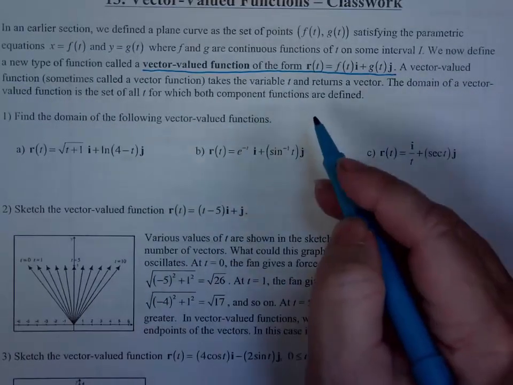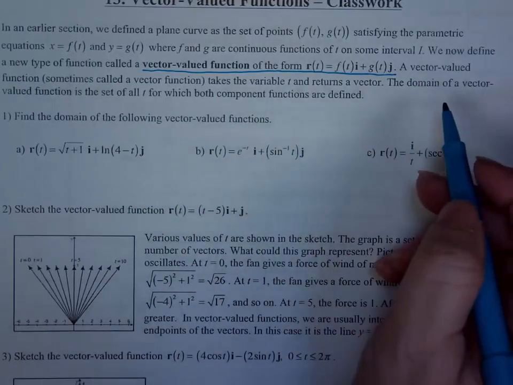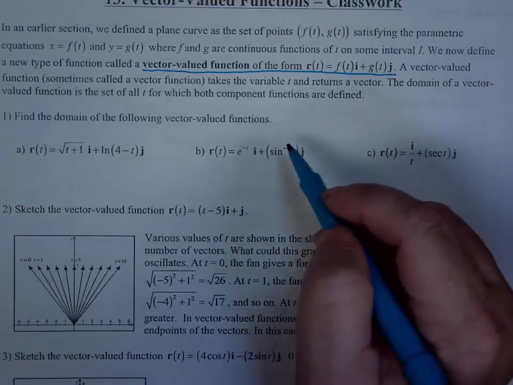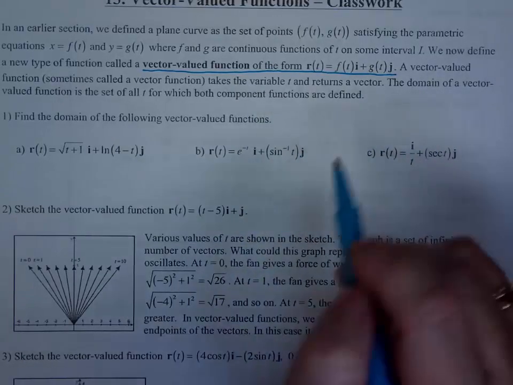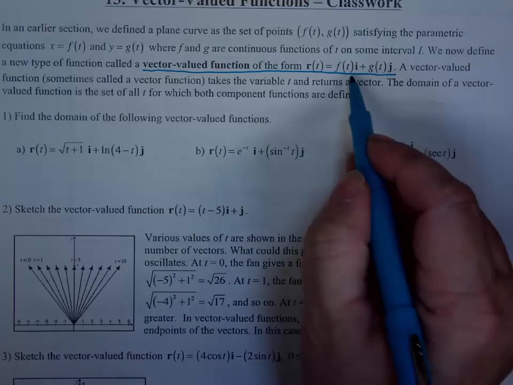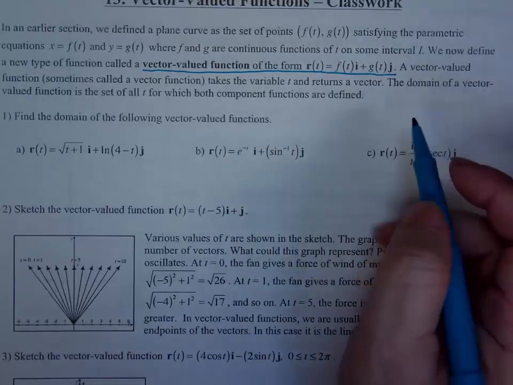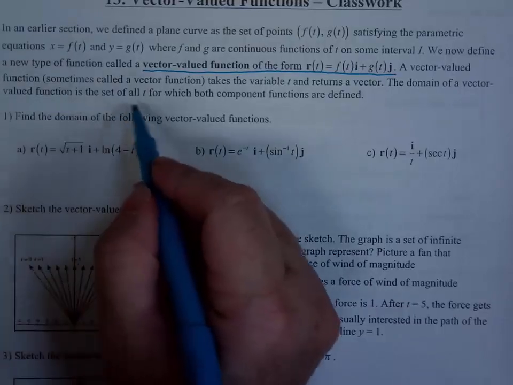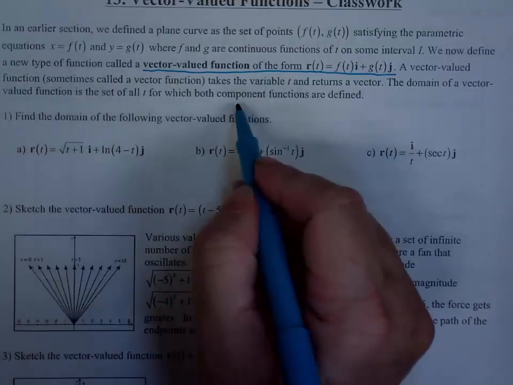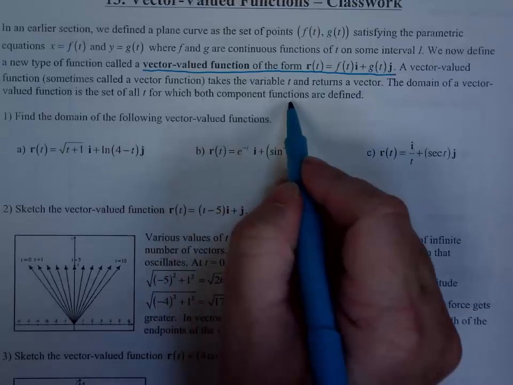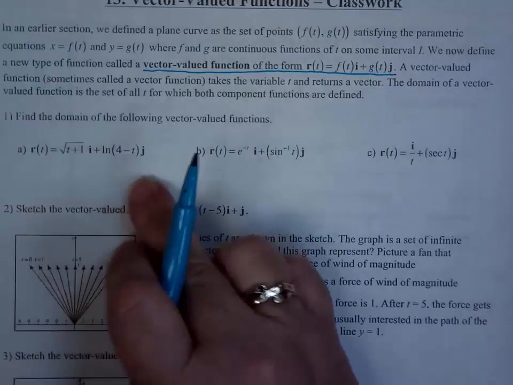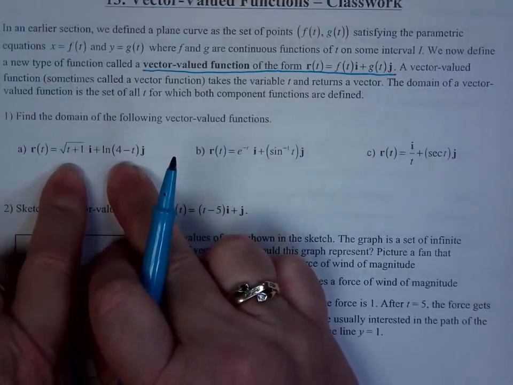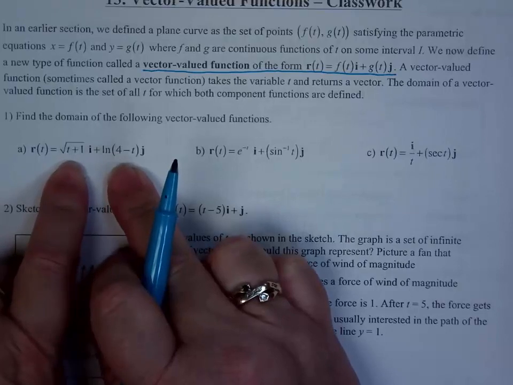Usually when you think of a regular function, you take in an x and you spit out a y. Okay? Parametrics, you take in a t and you spit out an x and a y. But here, we take in a t and we spit out a vector. That's what our result is. The domain of a vector-valued function is the set of all t for which both component functions are defined. So what we do is we look at each component individually and find the crossover of the domains.